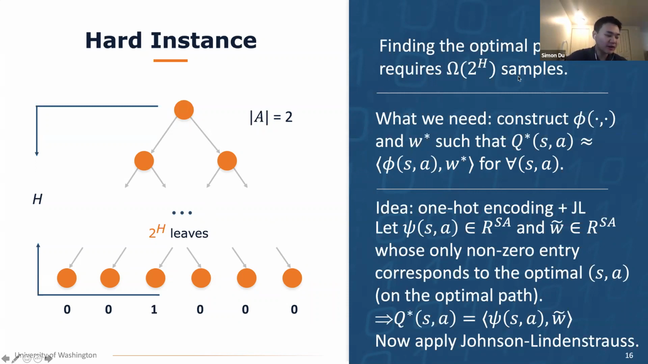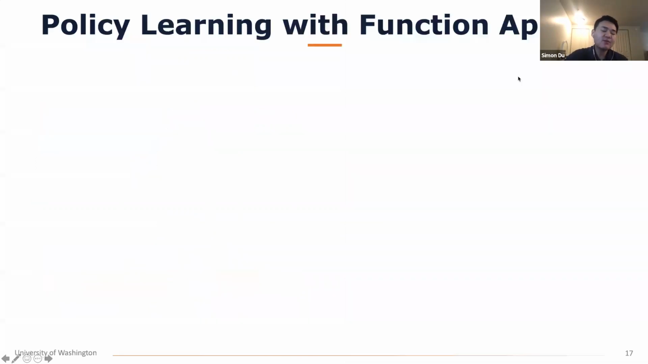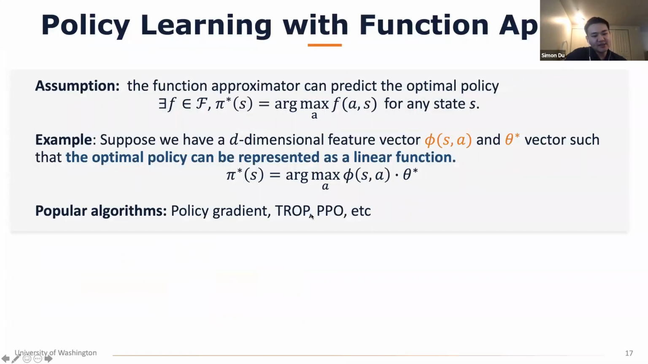So this is for Q-learning. Another very important setting is called policy learning with function approximation. Here, the function maps a state and action to a real number. The assumption is that there exists one function within the function class such that the optimal policy at every state s has this form: the action that maximizes this function value.